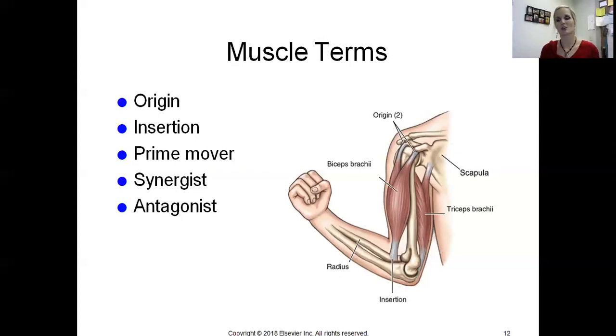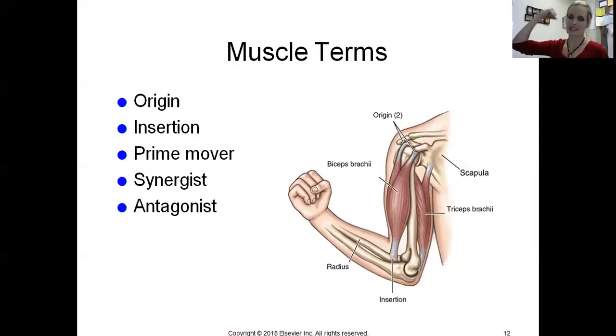Synergists and antagonists, there are sometimes surrounding muscles that aid in the process of muscle movement. Hopefully you guys are familiar with synergists and antagonists when it comes to stories, that the synergist always works with the main character, the antagonist goes against the main character. Or even just the terms synergy and antagonism. Synergy means working with, antagonist means working against. So any surrounding muscles that are helping in this process, a synergist is one that works directly with the prime mover to help that movement happen, whereas an antagonist works against.